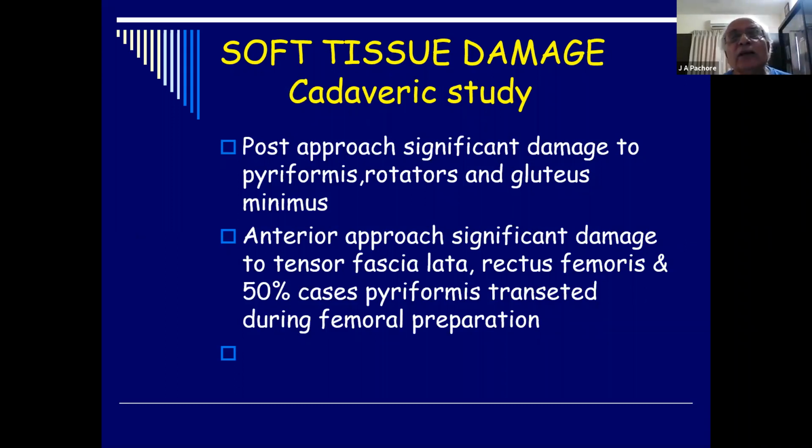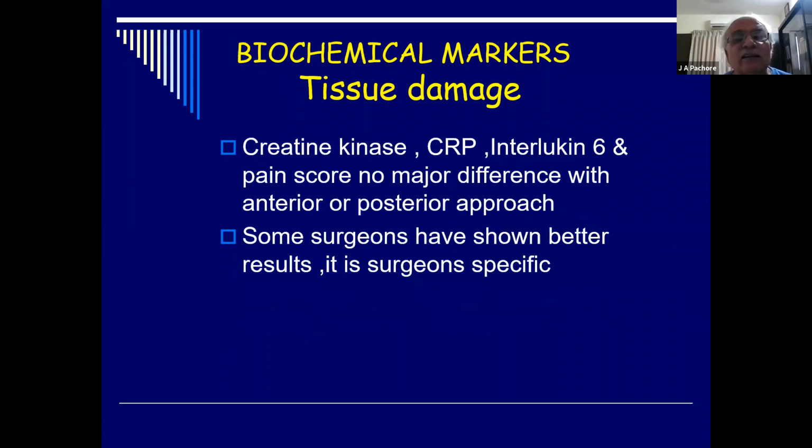So looking at the biochemical markers for tissue damage, a lot of work again went on. Creatine kinase, CRP, interleukin 6, pain score: no major difference between the anterior and posterior approach. Some surgeons have shown better results and they are very specific surgeons. They are people who are operating more than 200 cases per year. They have shown the creatine kinase and CRP on the lower side, but an average surgeon has got almost the same biomarkers of tissue damage. So you have to keep in mind that tissue damage happens.